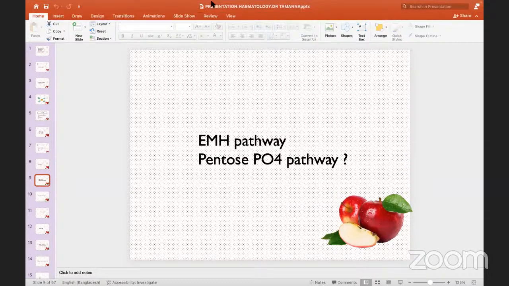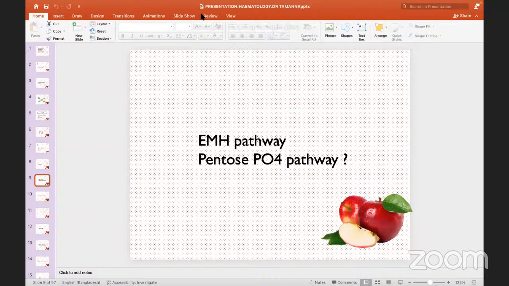Can anyone of you tell me what is the importance of this pathway? What is the function of this pathway? Anyone? Anyone have any slightly you can remember? ATP formation. ATP formation. Very good. Yes, you are right. Another one? Some other function? ATP formation is definitely one function. Another function is it will form NADPH. They are the form of energy, okay? ATP, NADPH, they are the form of energy.